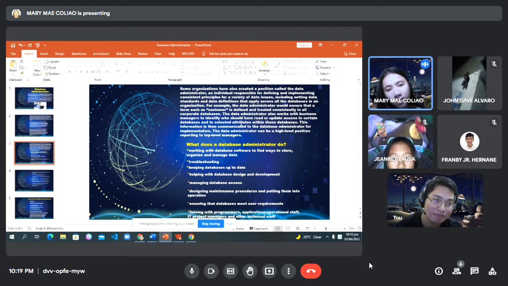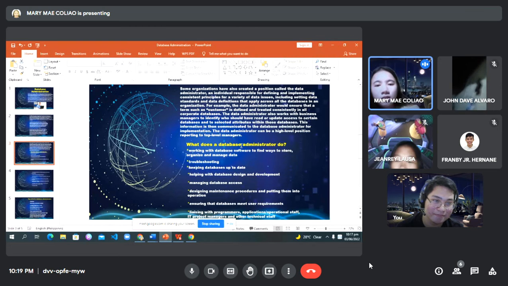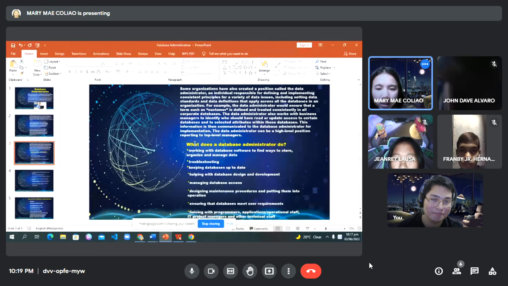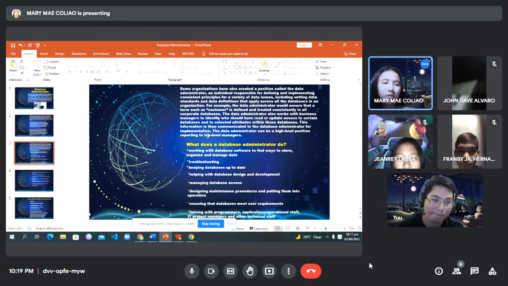The data administrator also works with business managers to identify who should have read or update access to certain databases and to selected attributes within those databases. This information is communicated to the database administrator for implementation. The data administrator can be a high-level position reporting to top-level managers.